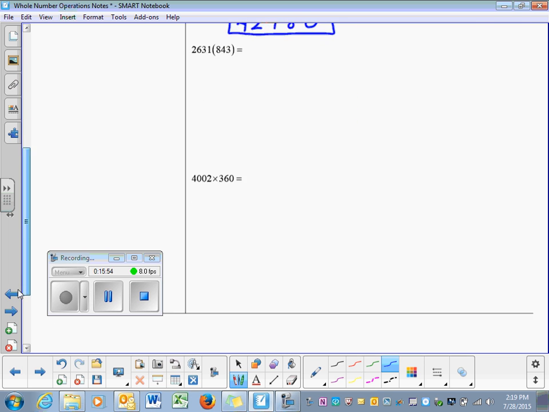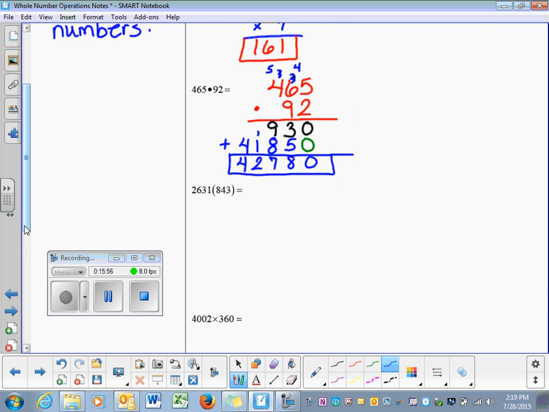Not our last multiplication problem, but our second to last multiplication problem is pretty big. So I'm going to start it over here. 2,631 times 843. And I'm going to use the dot since I'm going vertically in terms of my format. Okay, remember the number right up against the parentheses means we're multiplying the two values together.